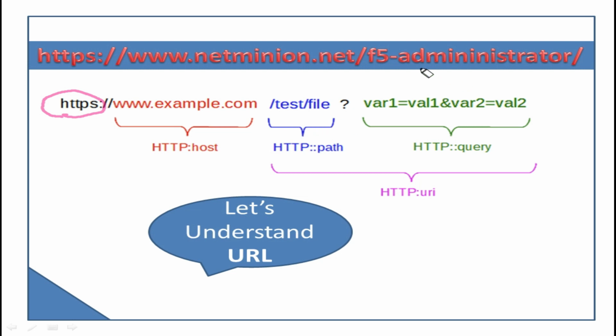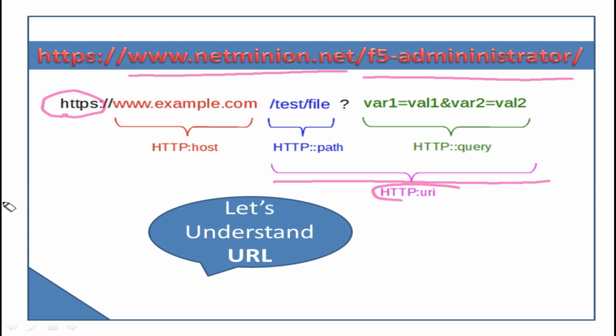If you check the further parts, like www.netminion.net, this part is known as the HTTP host. The rest after the backslash is known as the URI. Even the URI can be divided into some more fields. In this example.com, we have the URI. This is the complete URI.